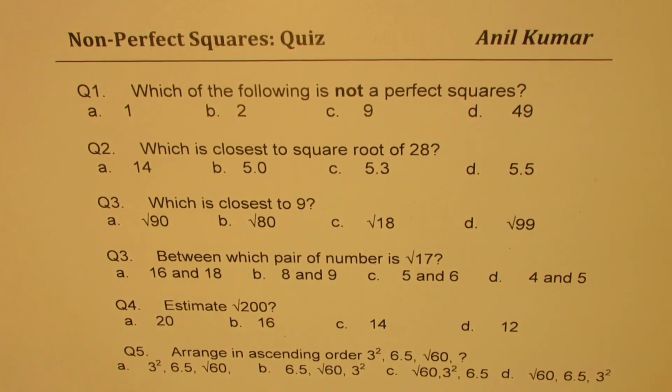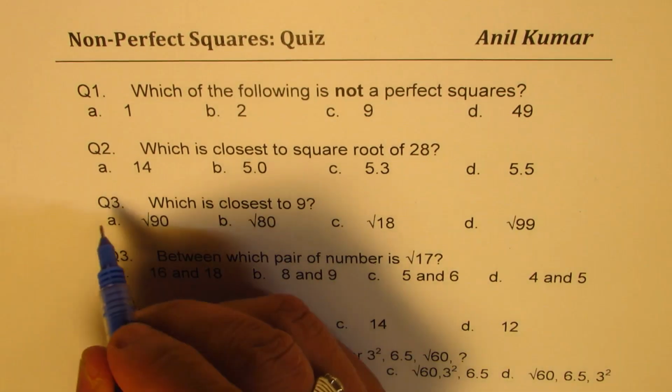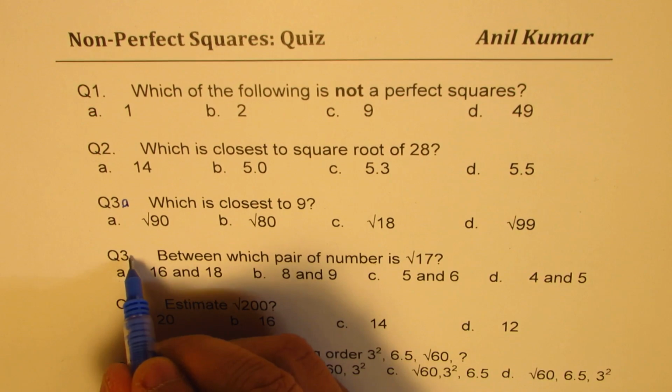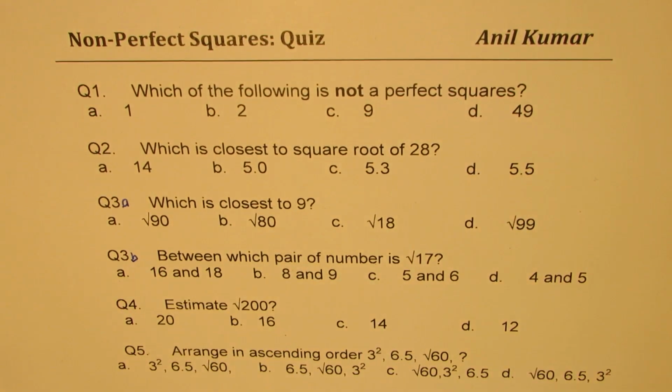So here are 5 questions. Rather, there are 6 questions here, right? So let's call this 3A and this 3B, which you need to answer. These are all multiple choice questions. You can always pause the video, answer these questions, and then look into my choices. So let us go through these questions one by one first, and then I'm going to answer them.